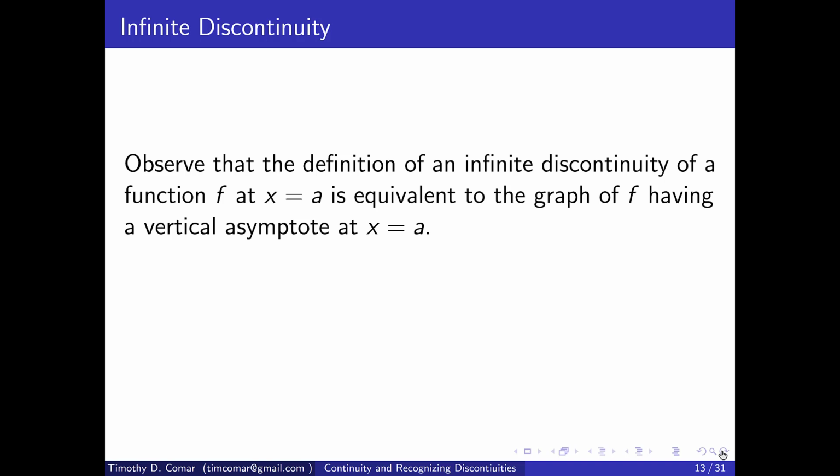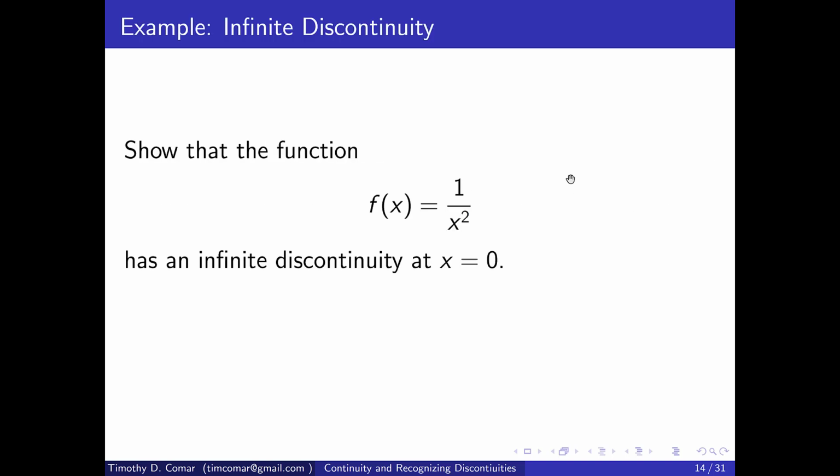So observe that the definition of an infinite discontinuity of a function at x equals a is equivalent to the graph of f having a vertical asymptote at x equals a. So here's an example. Let's show that the function f of x, which is 1 over x squared, has an infinite discontinuity at 0.